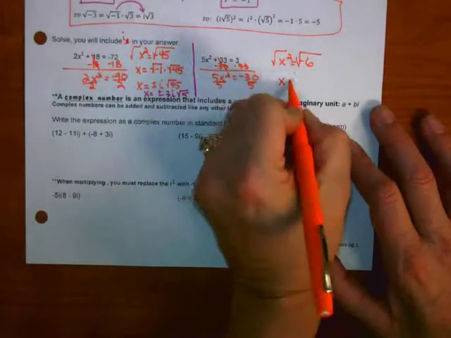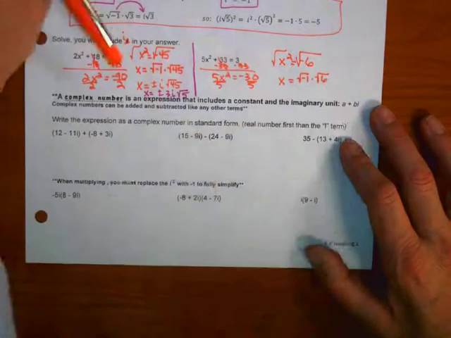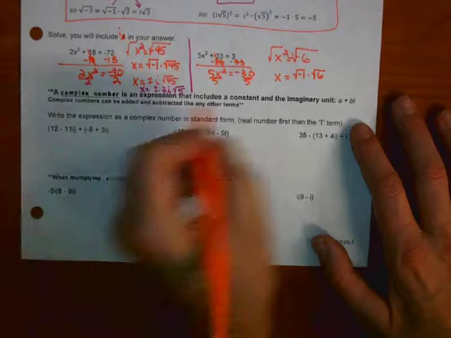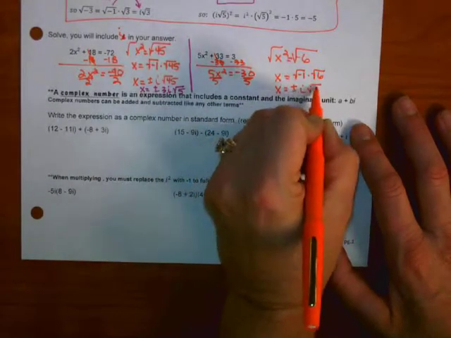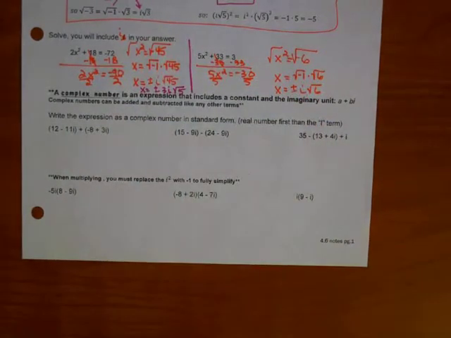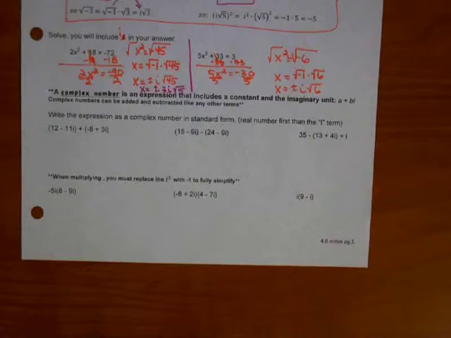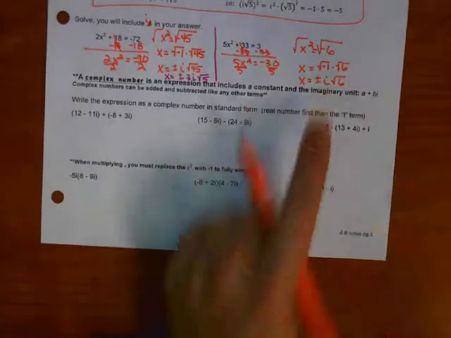x equals the square root of negative 1 times the square root of 6. When I take the square root of negative 1, what do I write? Plus or minus i times the square root of 6. Not so bad, huh? Okay, that's just using the i, the imaginary number.